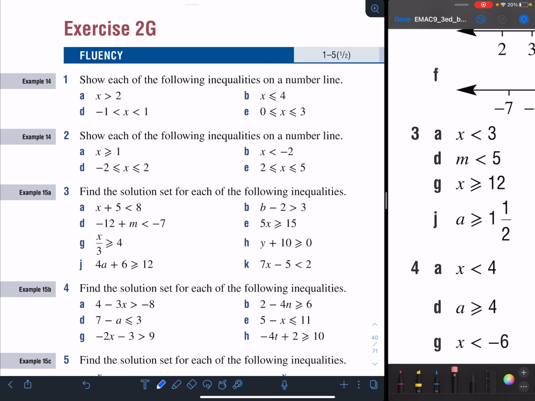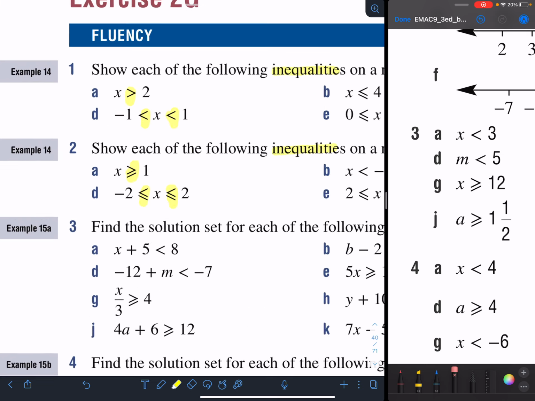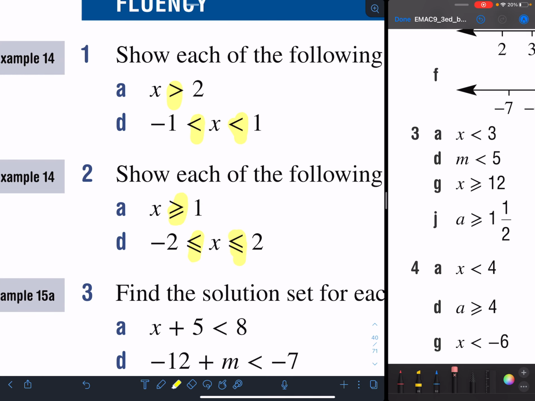In this video, we solve some inequalities, and let's look at our questions. In exercise 2G, we can see that we have inequalities on all of the questions. Basically, an inequality is where you have something like a greater than sign or a less than sign, maybe a greater than or equal to sign or a less than or equal to sign. So these are called inequalities.